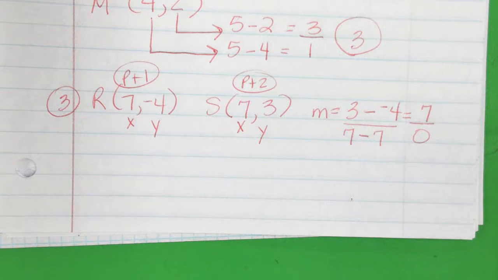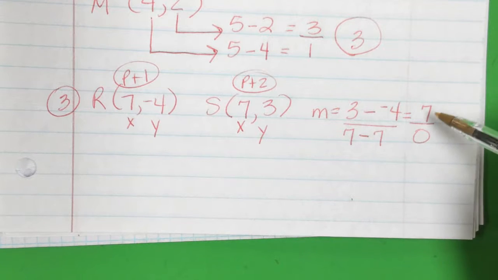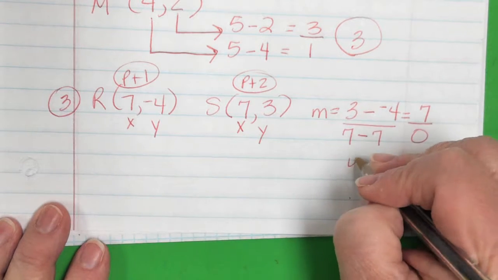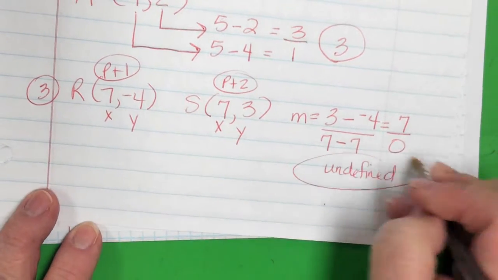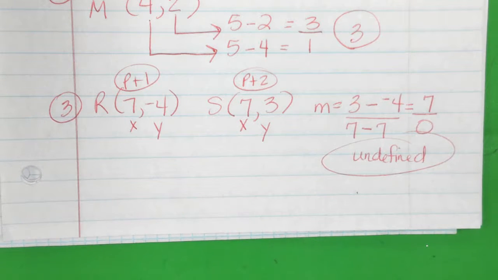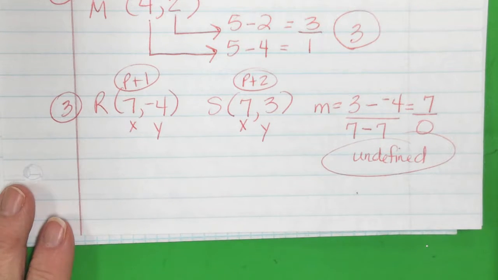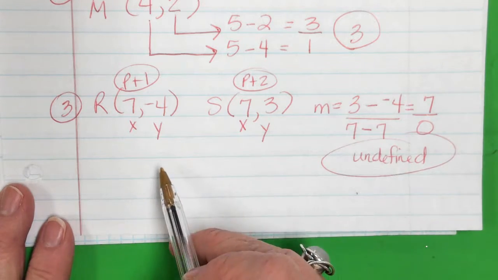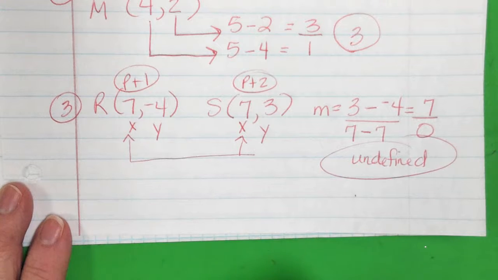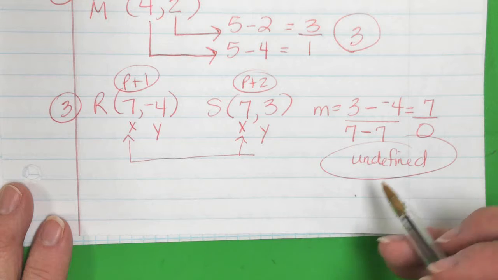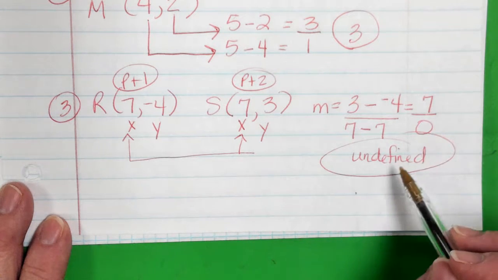Now we've got a situation. Remember, you cannot divide by 0, so this should be undefined. Since you are able to use your calculator, you can simply type it in, 7 divided by 0, and it will tell you error. Okay? And if you'll notice what matched in this problem, the x's matched. So when the x values match for each ordered pair, that means you're going to have 0 on the bottom and it's undefined.